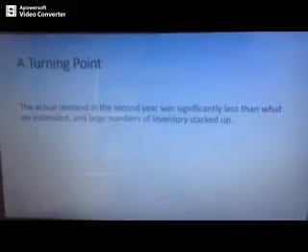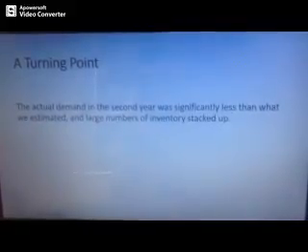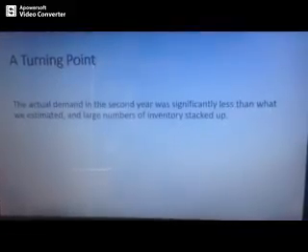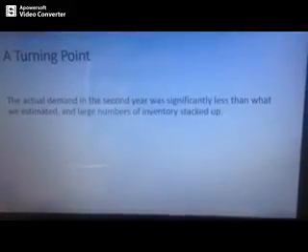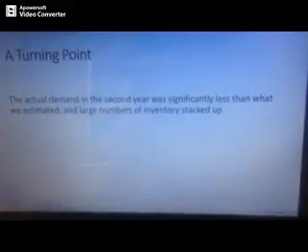A turning point during these 4 years of operation occurred in the production period of the second year, which caused a dramatic decline in gross margin from the previous 29% to 24% at the end of year 2. The actual demand in the second year was significantly less than what we estimated, and a large number of inventories began to stack up since the first month we received the products.